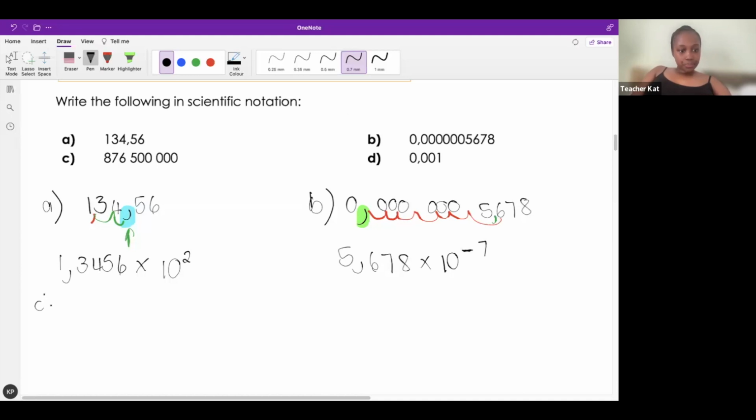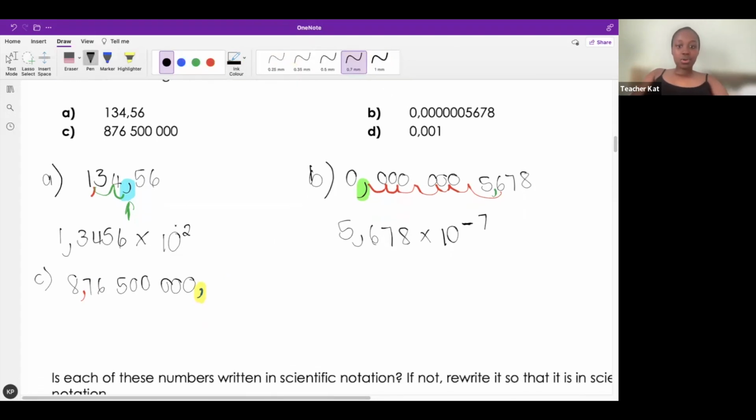Number C. 8, 7, 6, 5, 0, 0, 0, 0, 0. We said if the comma is not visible, then where is it? If I don't see a comma, then where is it? I'm saying currently. We do want it to be here, but currently, where is it? Because I don't see any comma in this number. At the end, beautiful. Yes, guys, it's here. So currently the comma is over here.